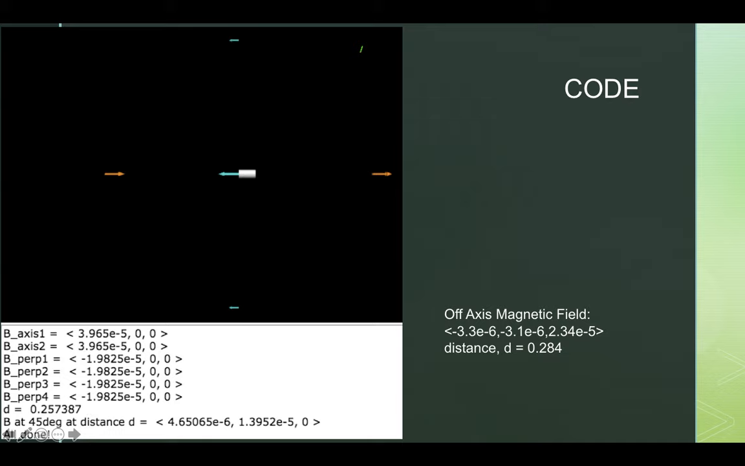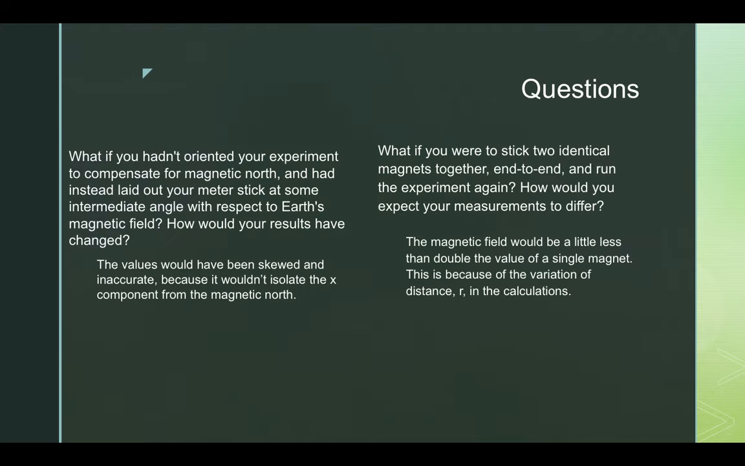Any discrepancies can be blamed on other electronic devices in the vicinity interfering with the magnetic field of our bar magnet. So the questions that were asked were, if I hadn't oriented the experiment to compensate for the magnetic north, how would this have changed our results? The values would have been skewed because we hadn't isolated the x component from the magnetic north.